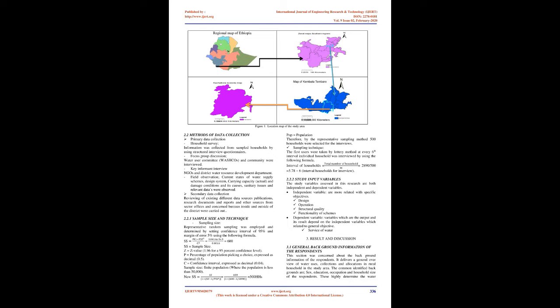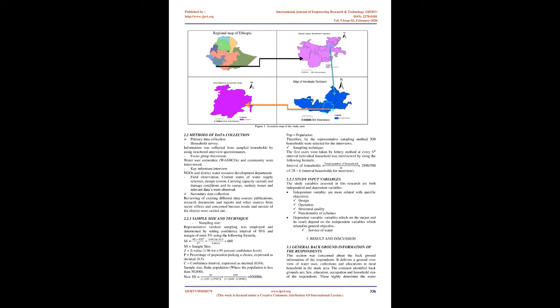2.2 Methods of data collection. Primary data collection. Household survey. Information was collected from sampled households using structured interview questionnaires. Focus group discussion. Water user committee, WASHCOs, and community were interviewed. Key informant interview. NGOs and District Water Resource Development Department.